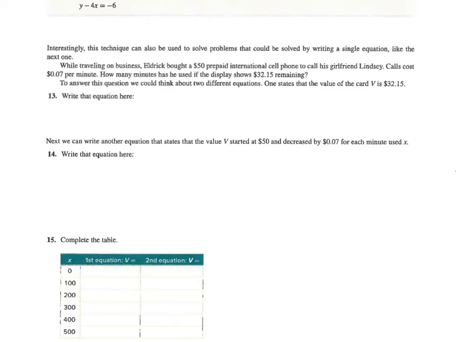Interestingly, this technique can also be used to solve problems that could be solved by writing a single equation, like the next one. I have to tell you, I'm not really sure why in the world we would do it this way, but we'll humor them.